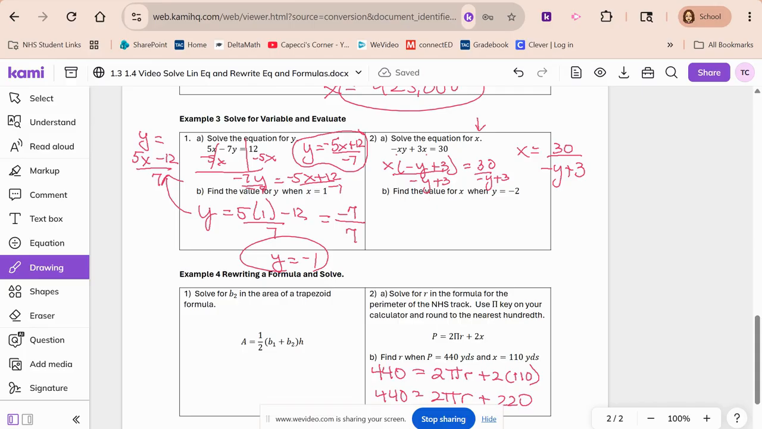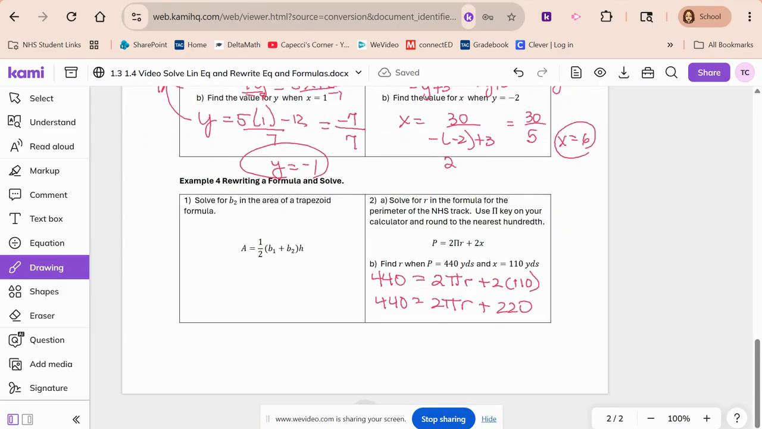Okay, now again, the second part of it says find the value of x when y is equal to negative 2. So again, just like we did with the last problem, everywhere I see a y, I'm going to put a negative 2. I just have to be careful of that initial negative value. So I end up with 30 over, this is negative 1 times negative 2 gives me positive 2. So I have 30 over 5. So in the end, x is equal to 6.